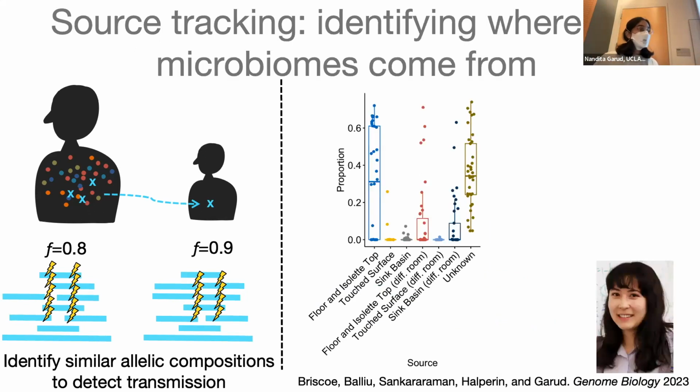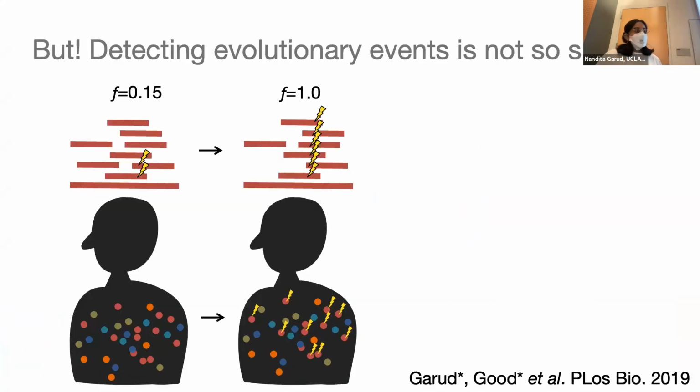I don't have time to delve into this paper, but my PhD student who recently graduated, Leah Briscoe, developed an approach to perform source tracking with SNPs in the microbiome. And she was able to show that infants in the NICU have microbiomes that come from all sorts of parts of the NICU, including the floor, touch surfaces, the sink, etc. And so these SNPs are really useful for telling us fundamentally, where did our microbiomes come from? But going back to the question at hand, how do we detect evolutionary events? This is not so simple.